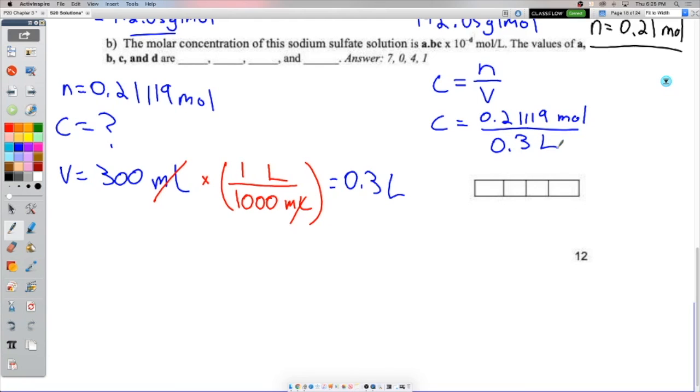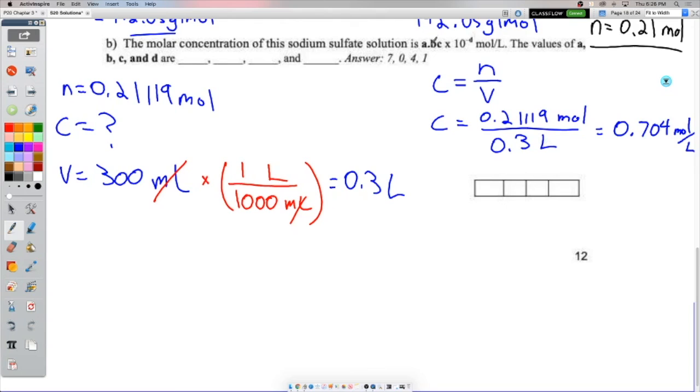And when I did that, C equals 0.704. What are my units? Moles per liter, because I got moles on top of liter. GRAS, done, I've solved. I've gotten my answer. I just need to make sure it's in the right format.